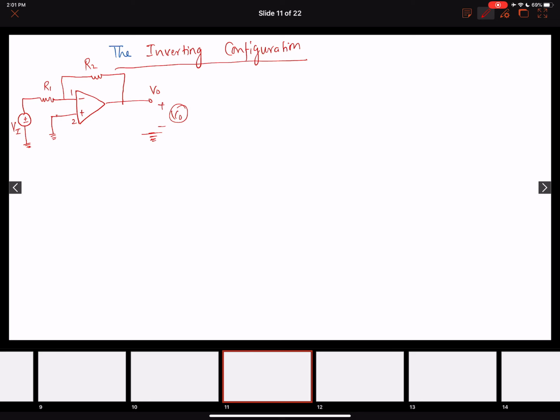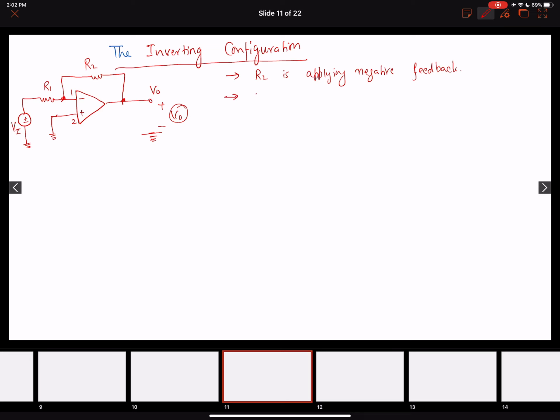And what we are going to do in this lecture is see its characteristics, and find out the gain of this amplifier. So some of the differences that we can see over here is this resistor R2. This resistor R2 is applying negative feedback. We are going to call this resistor R2 as applying a negative feedback because it is taking the output voltage V naught, right? And connecting it to the input terminal 1.